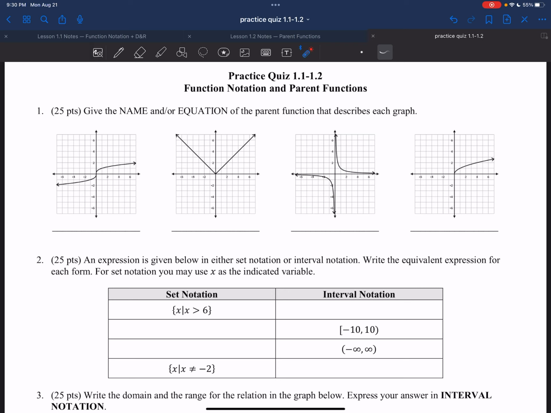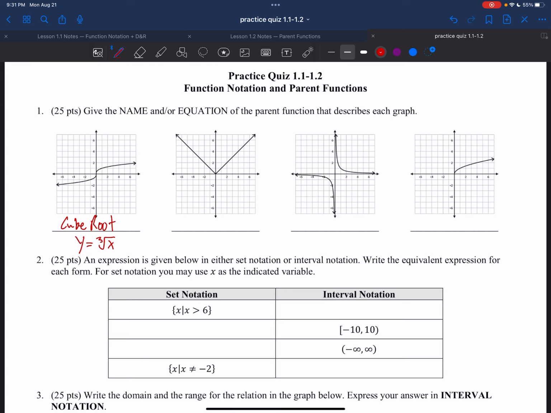So first one here, you'll notice that is the cube root function. So I say cube root function right there. And notice it says give the name and/or equation. I will give you full credit either way. If you write cube root, then full credit. Or if you write y equals cube root x, that works too. All right? Beautiful. I move to the next one.